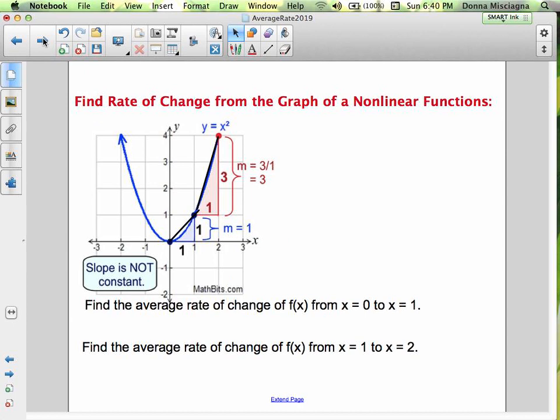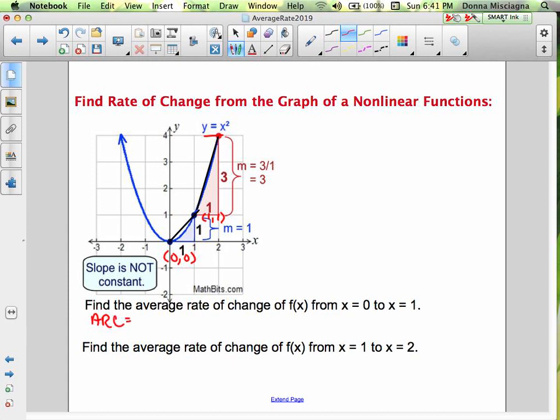All right, so we want to find the rate of change from the graph of a nonlinear function. This happens to be the function y equals x squared. So we've got a quadratic function. The vertex is at 0, 0. Now let's find the average rate of change of f of x from x equals 0 to x equals 1. When x is 0, y is 0, so we have the point 0, 0. When x is 1, y is 1. So we're finding the slope of the line that connects them.